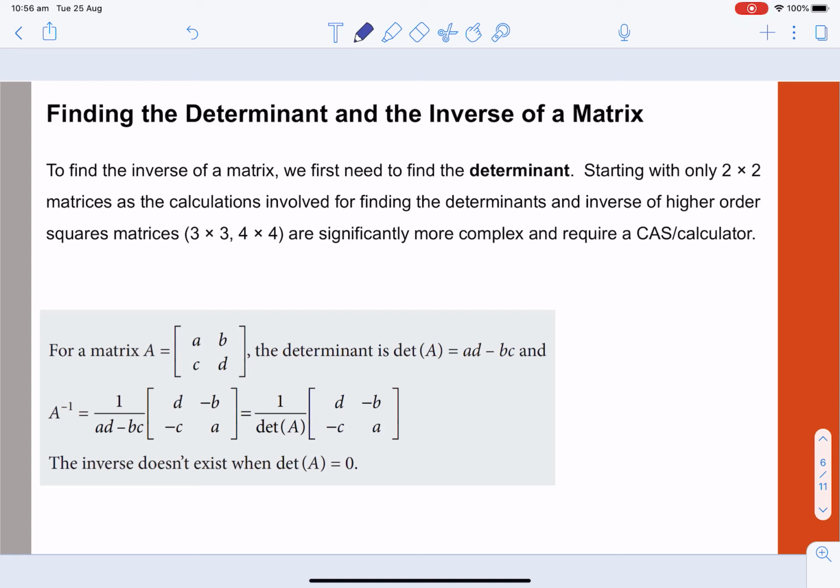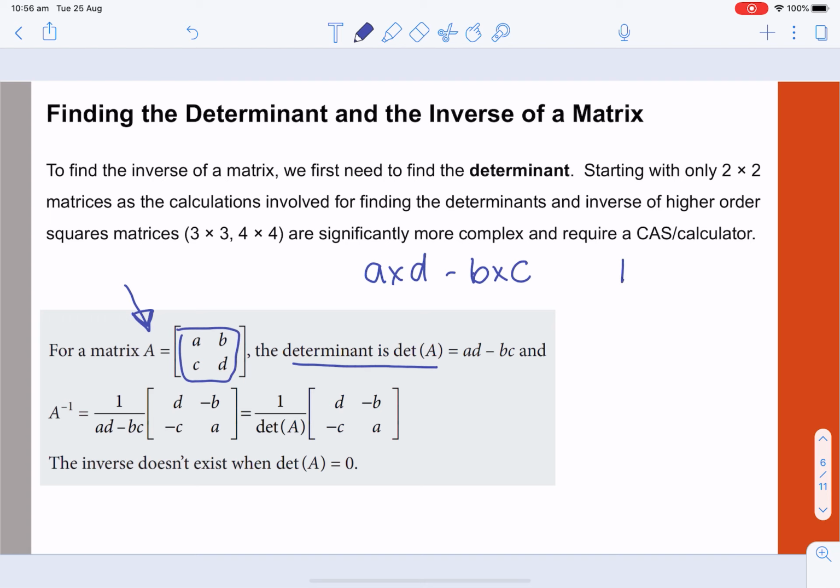So we have our matrix A, this guy down here. We have labelled each of the elements A, B, C, D. So I'm not worrying about numbers at the moment, just A, B, C, D. The determinant is written as det in bracket A, where AD, so that's A times D, minus BC, B times C, is equal to that determinant.